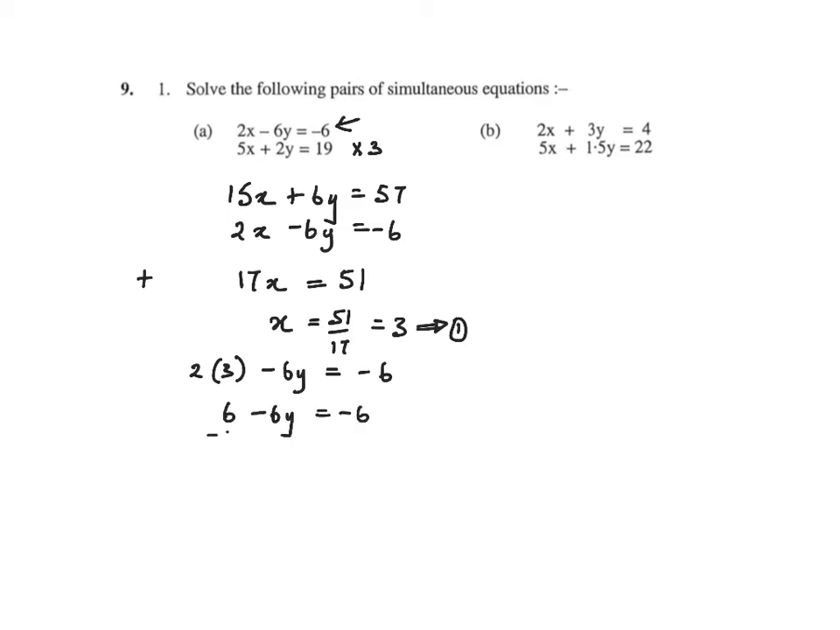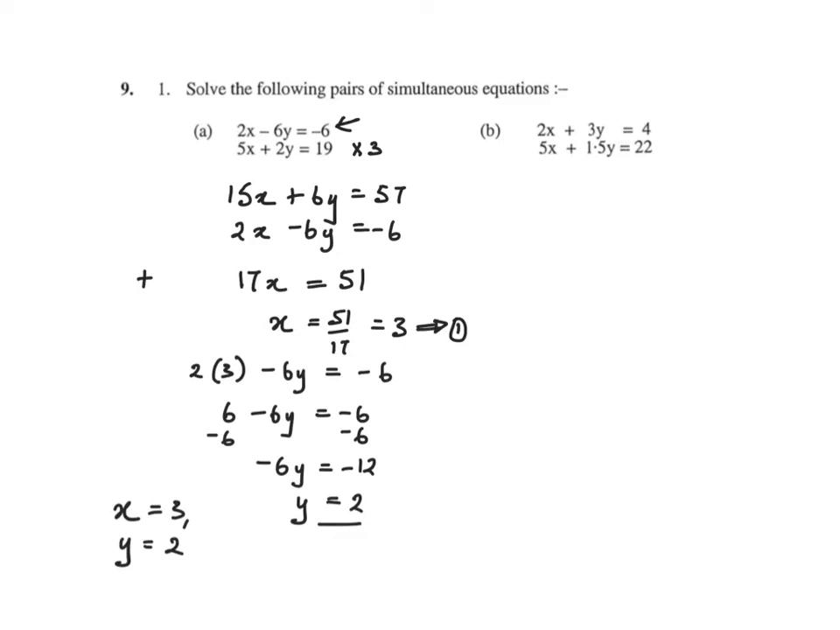If I subtract 6 from both sides, I get minus 6y equals minus 12, and y then is minus 12 divided by minus 6, which is 2. So the solution is x equals 3 and y equals 2.